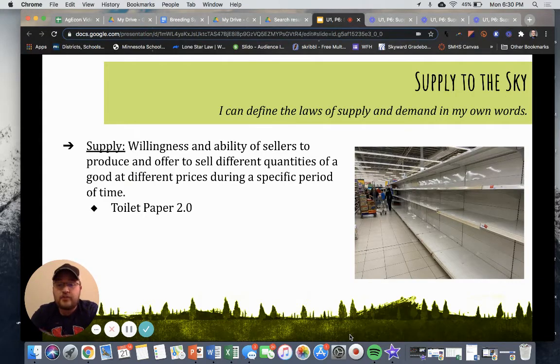So supply in general is defined as the willingness and ability of sellers to produce and offer to sell different quantities of a product at different prices during a specific period of time. Looking back at that toilet paper case study, we saw that there was a lot of demand that occurred in March 2020 for toilet paper, right? So what do you think happened to suppliers at that time? Do you think that they were going to be producing more or less or stay the same?